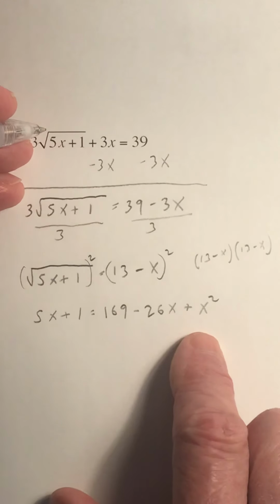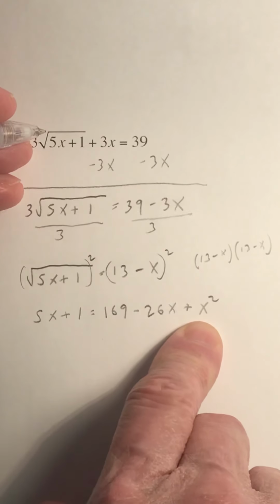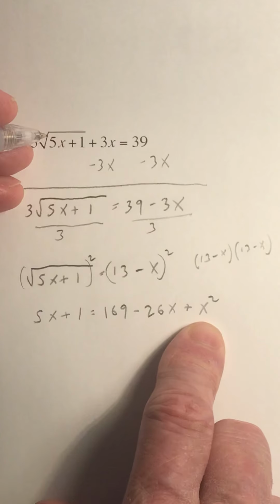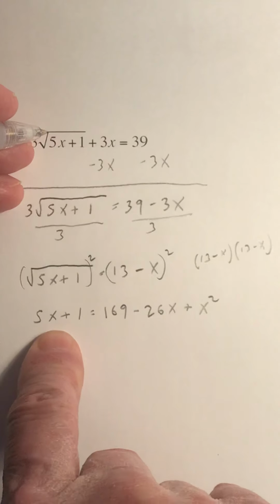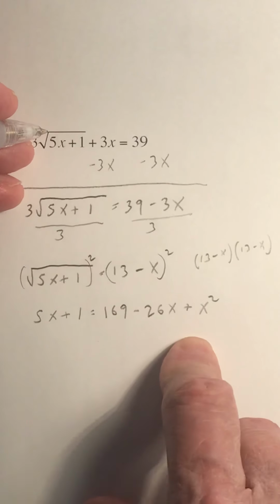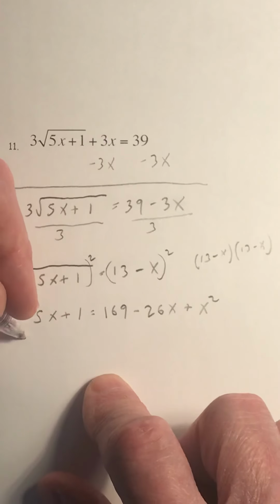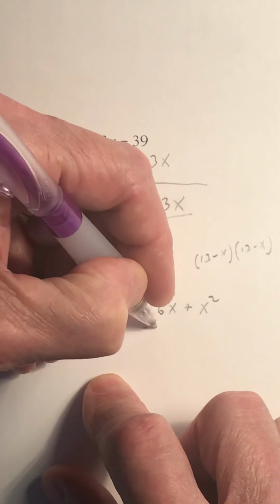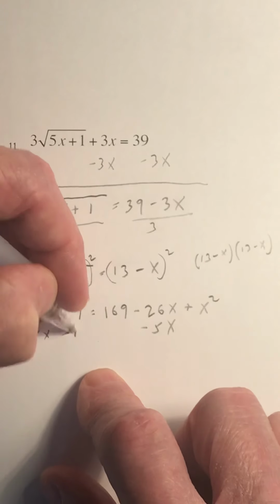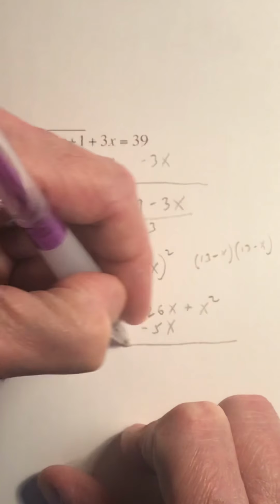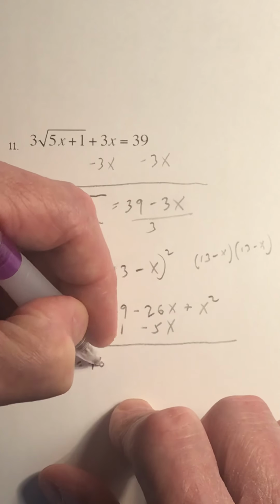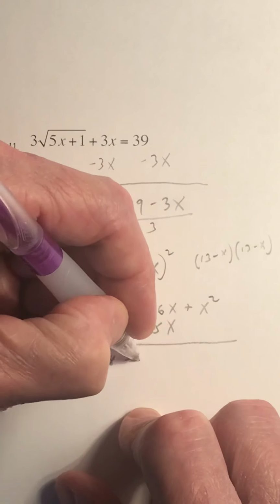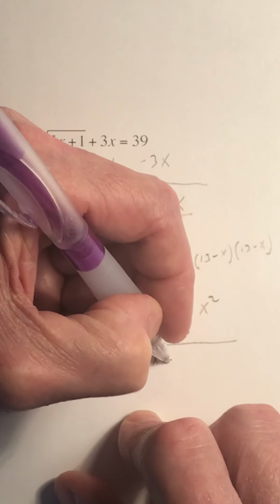So we've got a quadratic. It's going to stay quadratic. The x squared is not going to disappear like in some of the other examples. So we want to get this stuff out of here and leave a 0 just so that we can attempt to factor the right-hand side. I'm going to take away 5x from both sides, and take away 1 from both sides. Now I have 0 equals 168 minus 31x plus x squared.